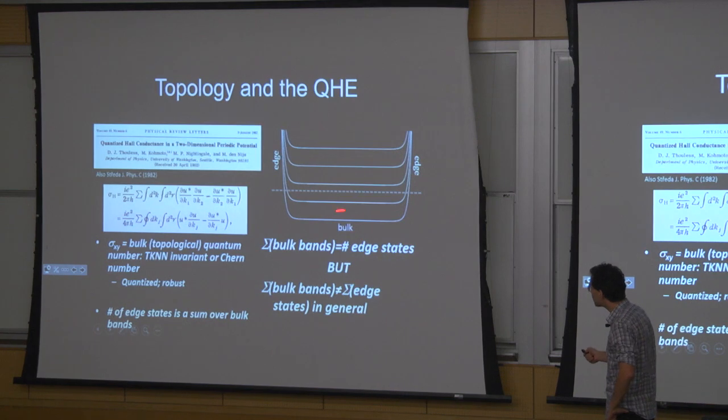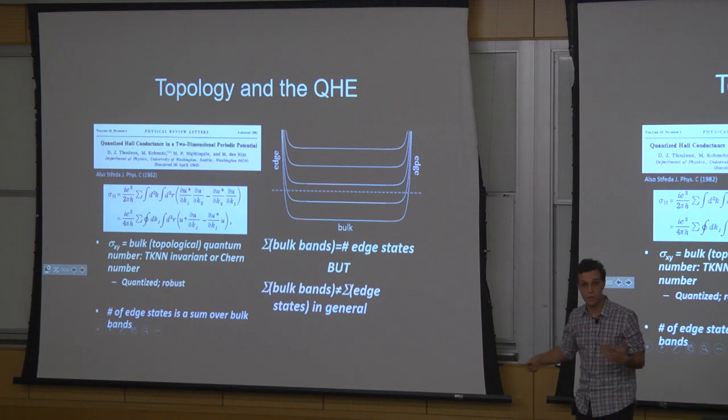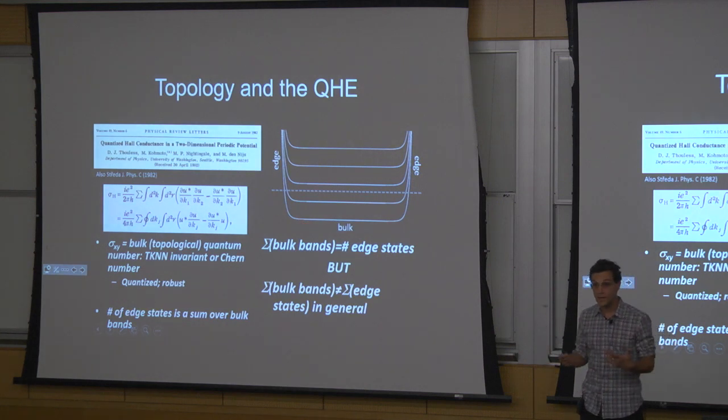You should really sum over the Chern numbers of all the occupied bands, and that'll tell you the number of edge states. But they need not be 1. They could all be 1, 0, -1, 10, whatever. They'll all be integers, but you can just sum them up, and that'll tell you the Hall conductivity.